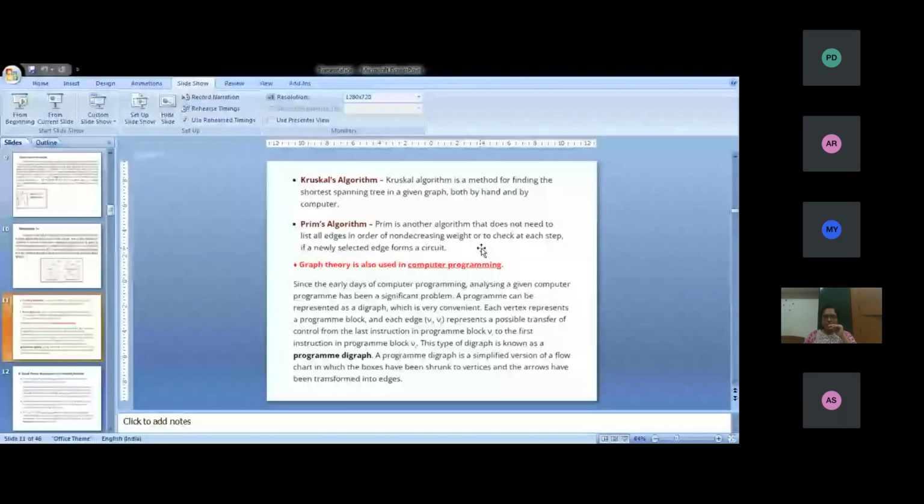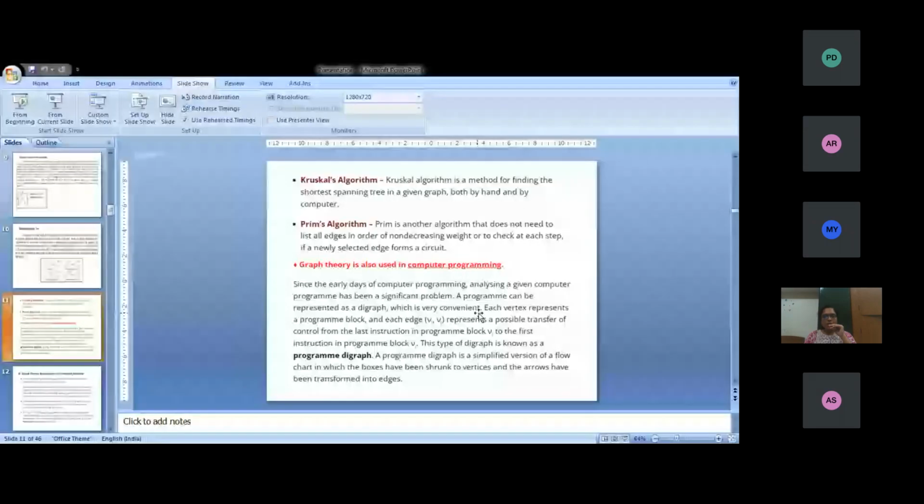So in computer programming also we are using this graph theory. Here a program can be represented by a digraph, which is very convenient. Every vertex represents a program block, and each edge (vi, vj) represents a possible transfer of control from the last instruction in the program block vi to the first instruction in the program block vj. This type of digraph is known as a program diagram. So we are using this graph in programming also. They call this a program diagram.